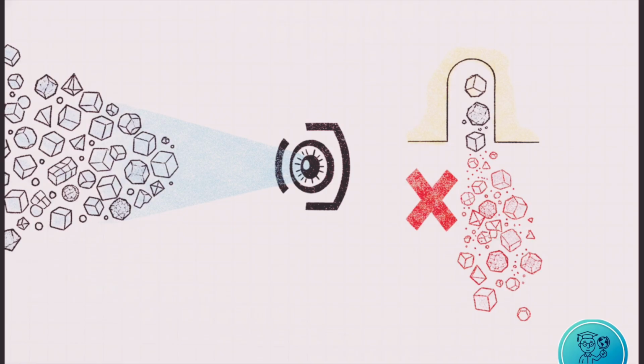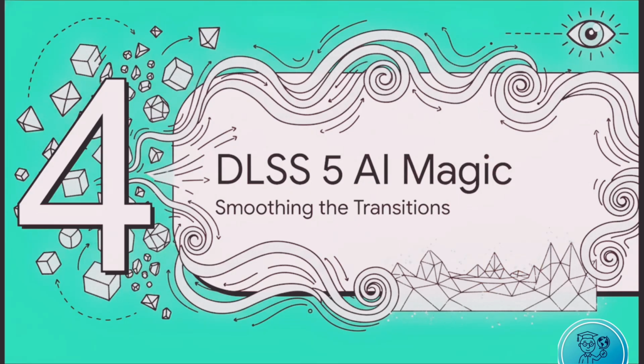First-generation hardware can actually spawn up to 64,000 child processes or branches per task, making this an insanely fast and scalable way to filter reality before it even gets drawn. Section 4. The DLSS5 AI Magic, Smoothing the Transitions.